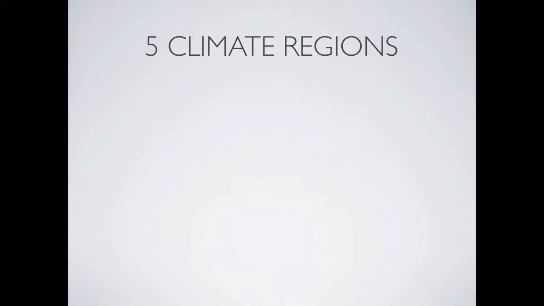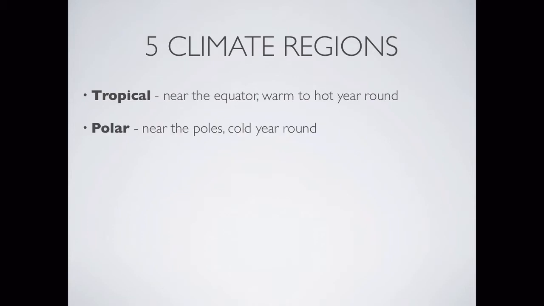Beginning with the 5 climate regions, what you'll be given is an example of a climate region, explaining its definition and where you find it, and you'll need to give me the name. So you need to know that a tropical climate region is found near the equator. It's warm to hot all year round. You'll need to know that polar climate regions are found near the north and south poles, and it's cold year round there.